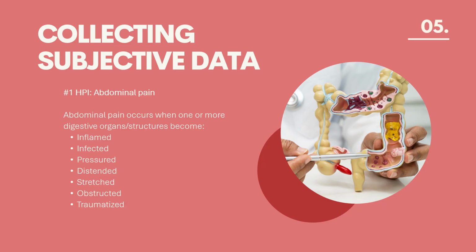And then if that area becomes traumatized, so if there is an injury to an abdominal structure, that's going to cause an acute localized pain. Examples of traumatized are blunt force trauma, surgical injury, or maybe even a perforated ulcer.